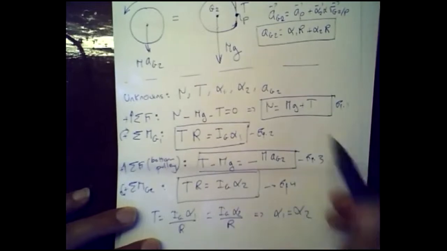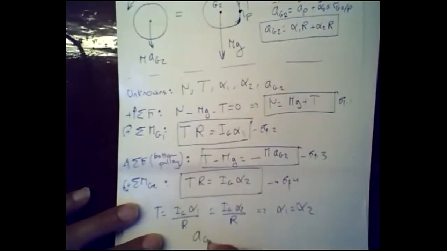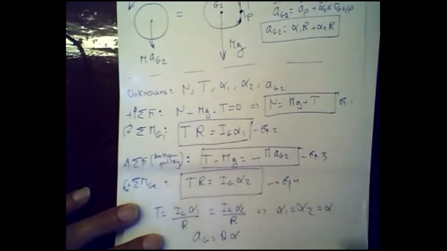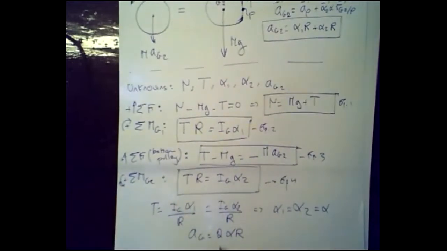And if alpha 1 is equal to alpha 2, I can now use the 5th equation and say AG is going to be equal to 2, let's call it alpha, since they have the same angular acceleration value. So AG is equal to 2 alpha R, right? And now from here, what can I solve for? How do you think I'm going to be able to proceed from here?